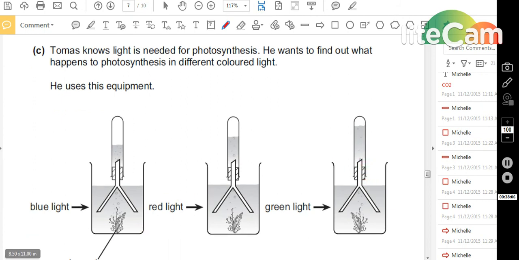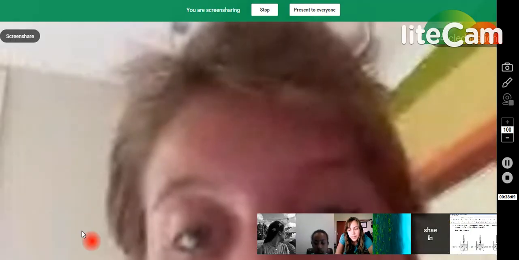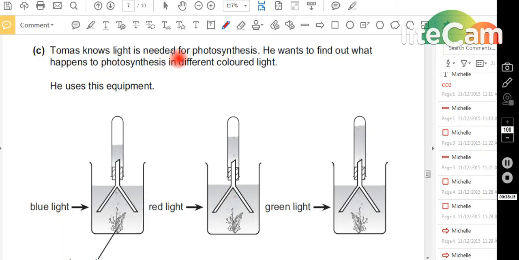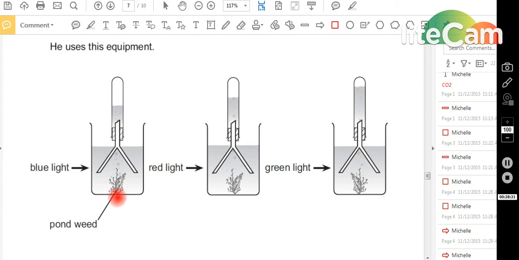Next question. Sorry, have you guys got any questions? No. Okay. Thomas knows light is needed for photosynthesis. He wants to find out what happens to photosynthesis in different colors of light. And he uses this experiment. So the one he has, you can see all of them has a water plant. All of them has a funnel, so it's channeling all the gases given off. And then the gases go here into the top inverted test tubes where they can then measure bubbles or whatever.